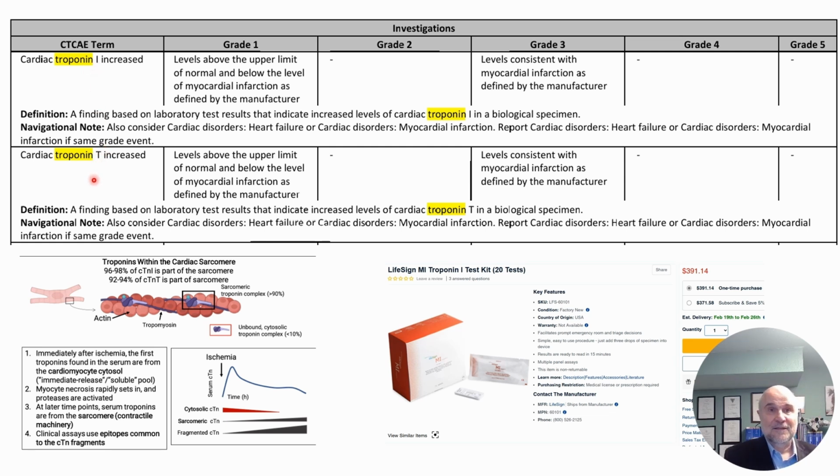The difference is irrelevant. CTCAE is older than the commercial kits, and in CTCAE you have two grades. Grade 1 means it's abnormal, the value is higher than normal, but it doesn't hurt the patient and the patient doesn't have a major problem. Grade 3 was meant to be when the value is so much higher that it indicates a myocardial infarct.